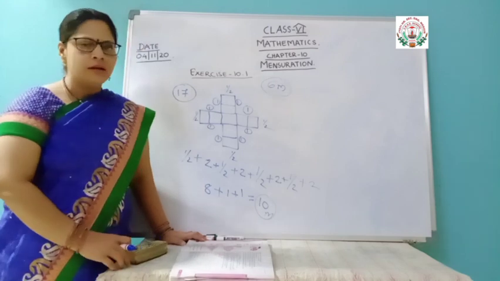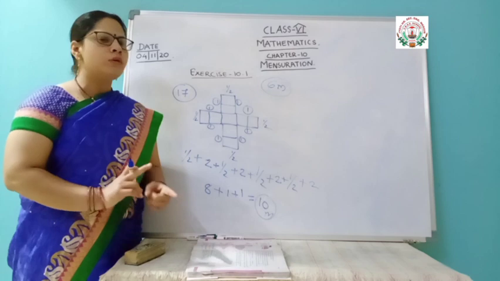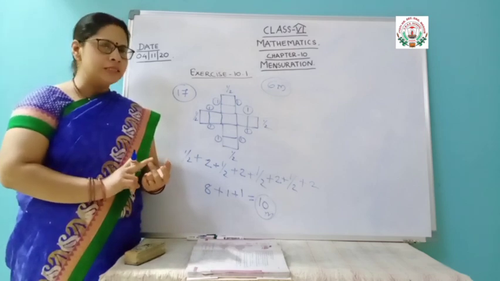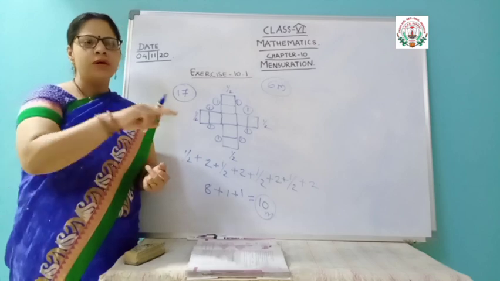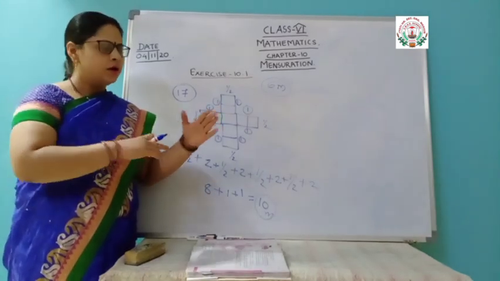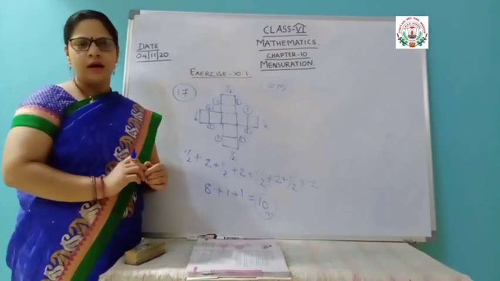So my dear children, for this exercise what things are required? First thing is to learn the formula. Second thing is to understand that fencing means perimeter. Going all around means perimeter. Putting lace on the table cover is also perimeter. These things you have to understand and keep in mind.